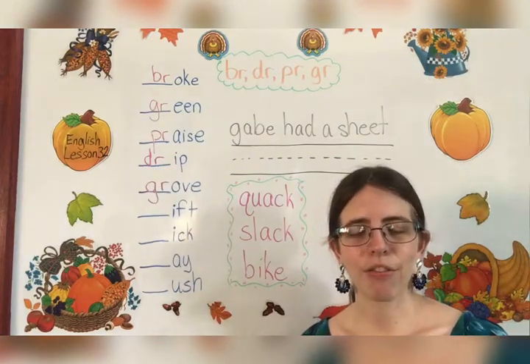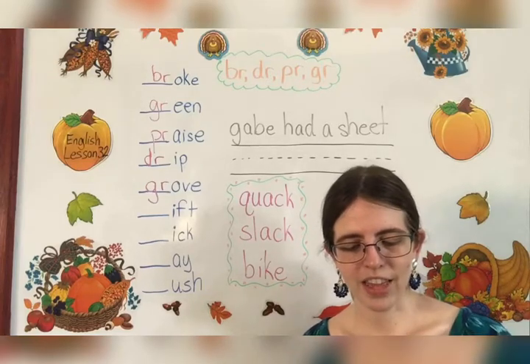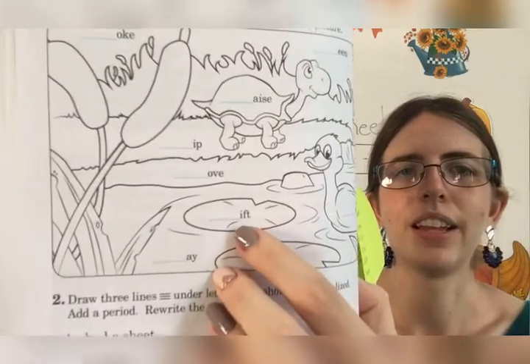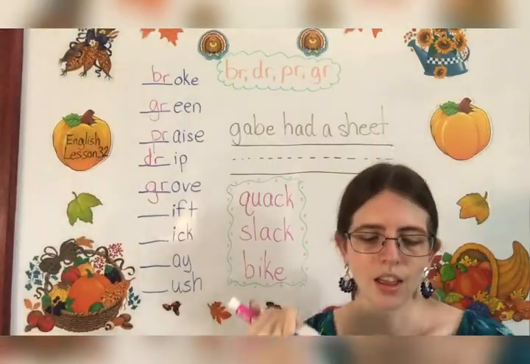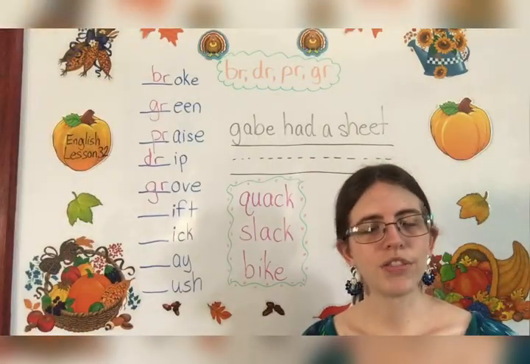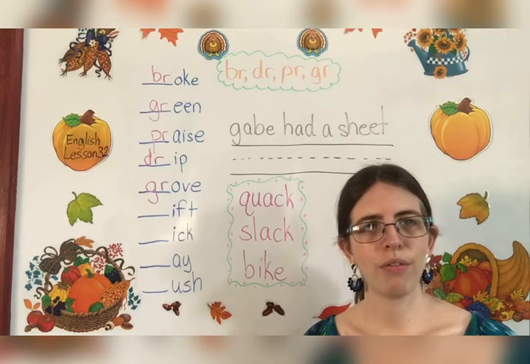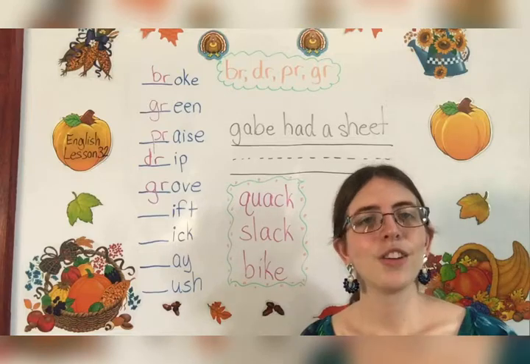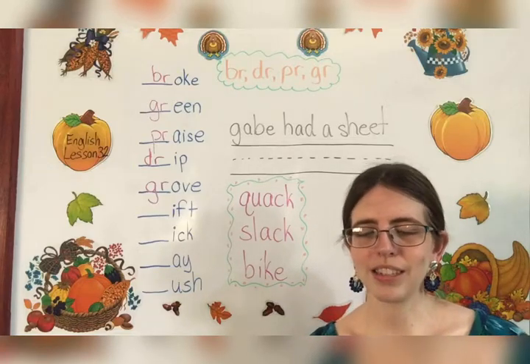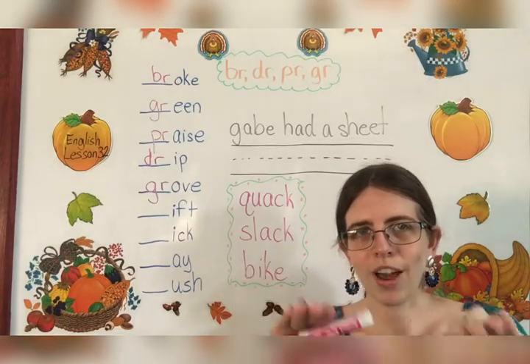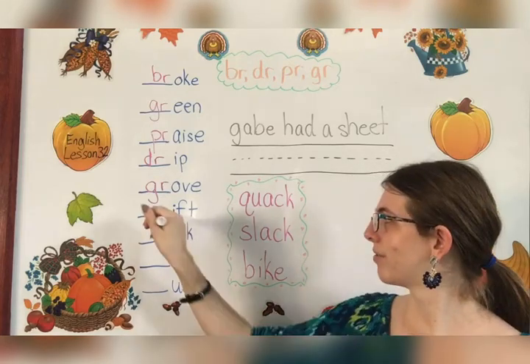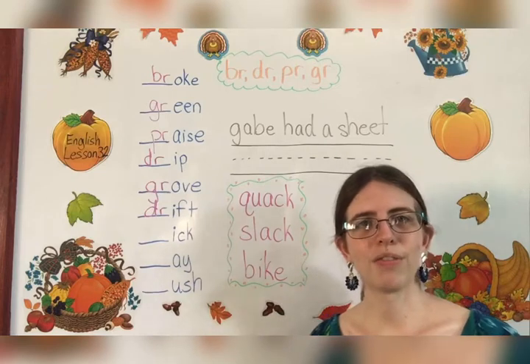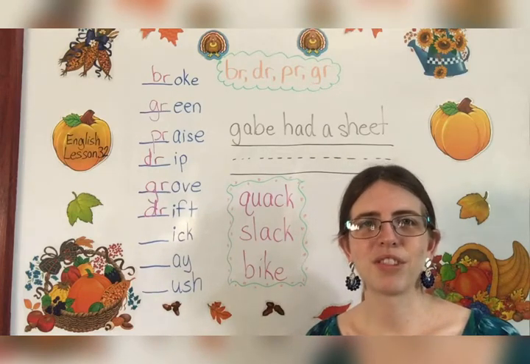Okay, ift. Ift, that's on the lily pad. Right here, the first lily pad. Brift, drift, prift, or grift. Drift is a word. It means to move along on the water. You drift. So drift, right? DR on the line to make drift.